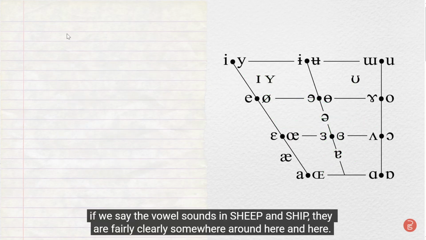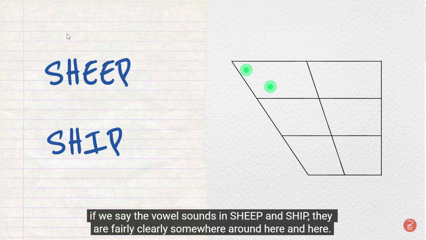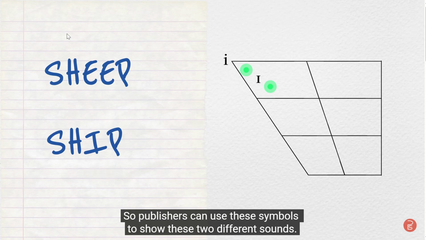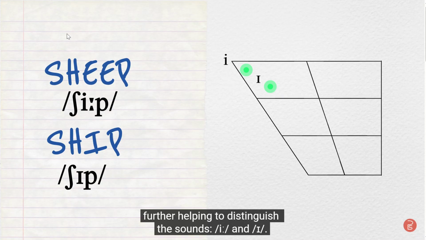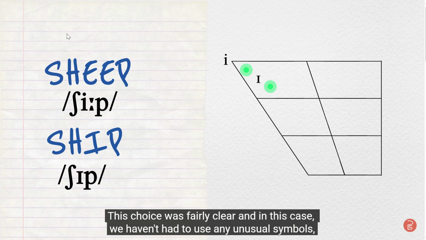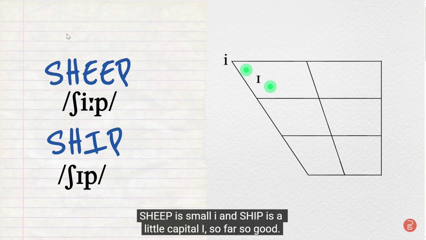If we say the vowel sounds in sheep and ship, they are fairly clearly somewhere around here and here, so publishers can use these symbols to show these two different sounds. Additionally, as E is generally a bit longer, most publishers choose to show this, further helping to distinguish the sounds, E and I. This choice was fairly clear, and in this case we haven't had to use any unusual symbols. Sheep is small I, and ship is a little capital I.